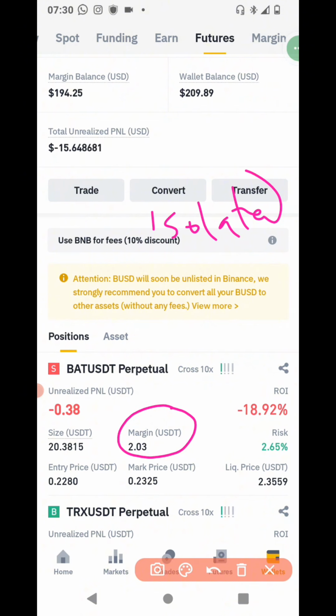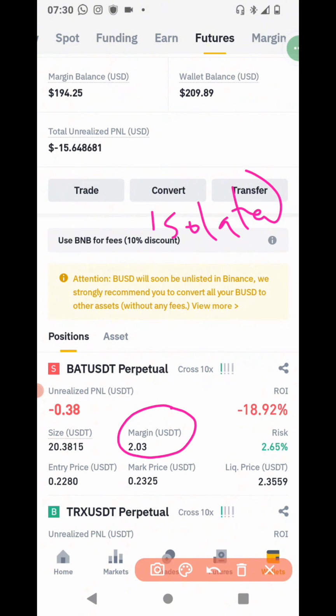Now, let me tell you another interesting thing about cross and isolated. Well, let us analyze this thing called liquidation price. Now, what is this liquidation price? This liquidation price is telling me that if the price of BAT rises to 2.3557, my account will be liquidated.